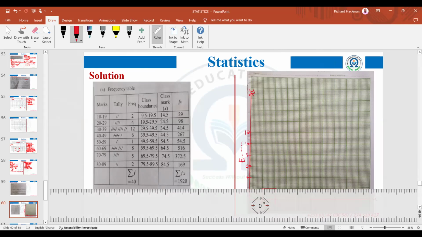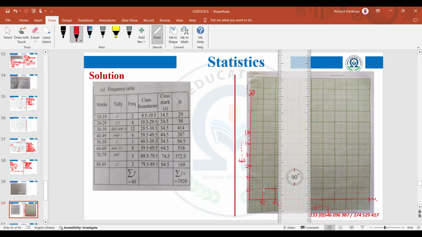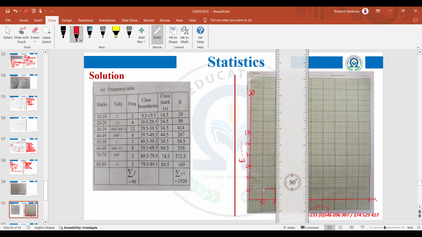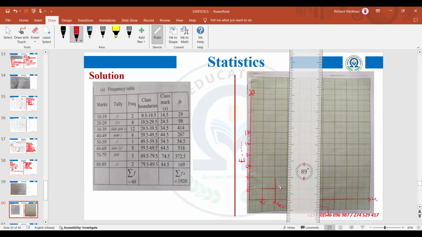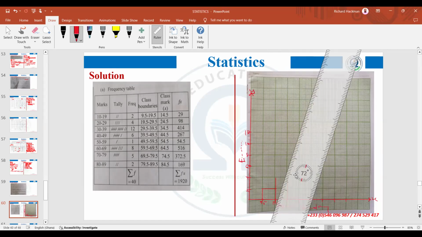Your second class, 19.5 to 29.5, the frequency is 4. So it means the height must extend to 4. You come and do the same here. So you extend this to 4. I guess you are doing the same. Yes, please. Then you go to the other boundary. We said it's 19.5 to 29.5. So the 29.5, you draw. Then you come and close it.